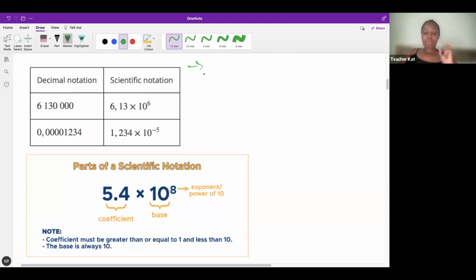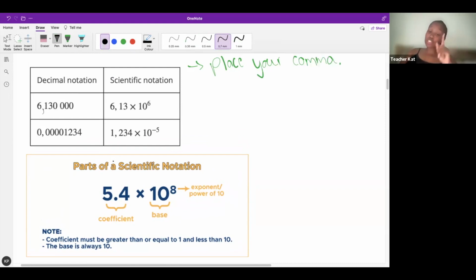So my step 1 is going to be place your comma. Okay, so we want our comma at the first digit. After the first digit, that is less than 10. Okay, so 1 to 9. There. Place your comma. And then once you've placed your comma, times 10. Okay, because we're always going to use the base of 10. Okay, so let me write in brackets here. This is always.